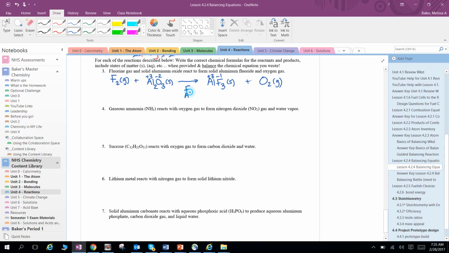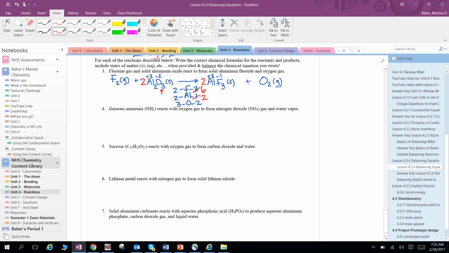We've got fluorine, aluminum, and oxygen atoms. 2 fluorines on the left, 3 on the right. 2 aluminums on the left, 1 on the right, 3 oxygens on the left, and 2 on the right. This is a mess. It's a great idea to make odd numbers even, meaning let's get rid of that 3 for the fluorines and make it a 6, which also changed our aluminums. So we're not done here yet because it looks like on my left side I also have an odd number.